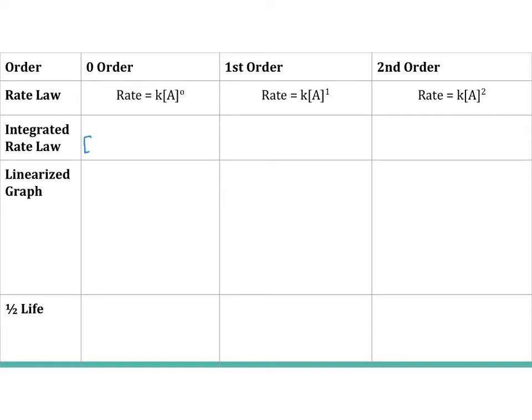For a zero order reaction, the concentration of reactant A at the end of some amount of time is equal to negative the rate law constant times time plus the initial concentration of A. So you don't need to memorize this again. It's on the AP sheet.